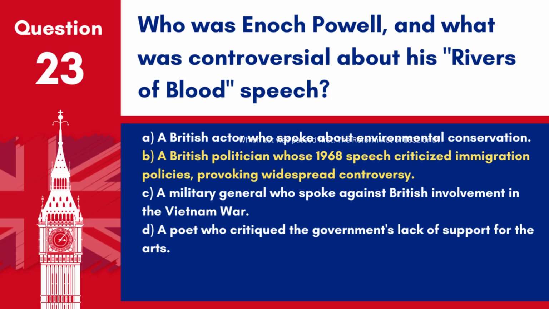Answer. B. A British politician whose 1968 speech criticised immigration policies, provoking widespread controversy. Enoch Powell, a Conservative MP, delivered a divisive speech that criticised the government's immigration policies, predicting social unrest and racial conflict, which resulted in him being dismissed from his shadow cabinet position.